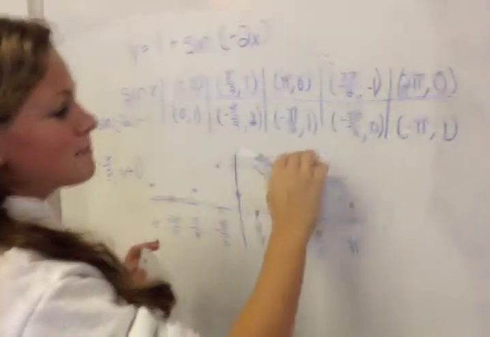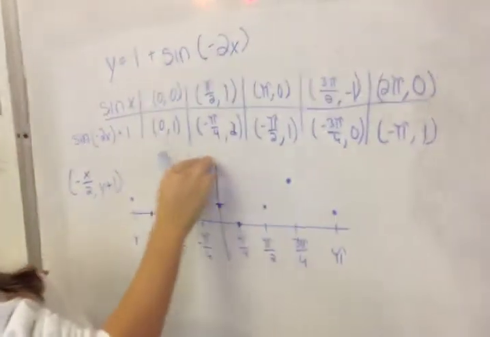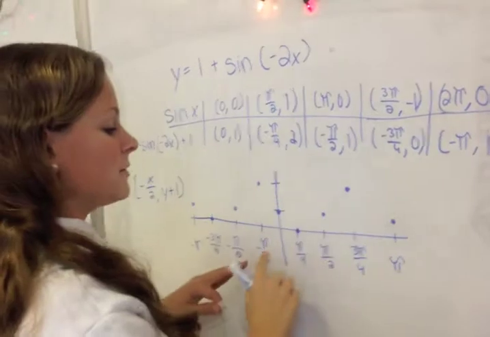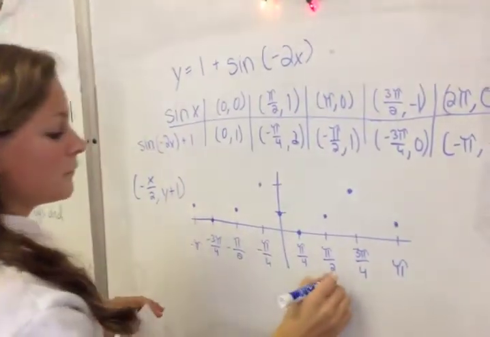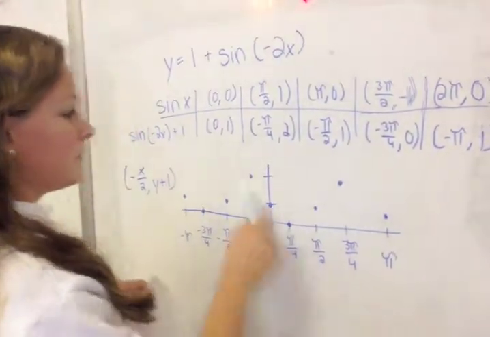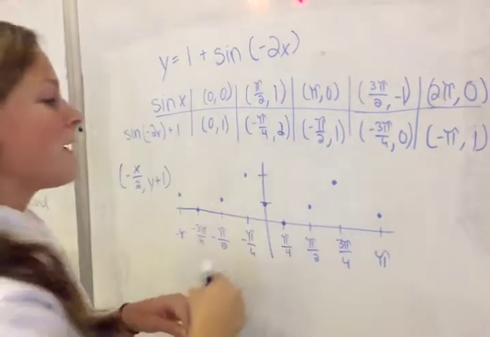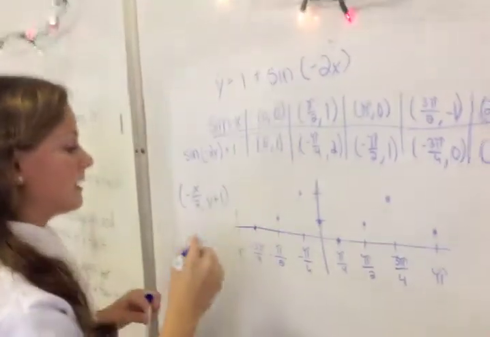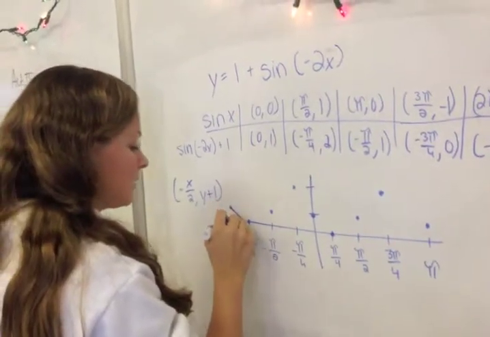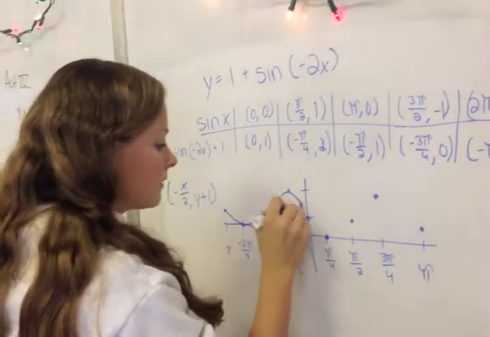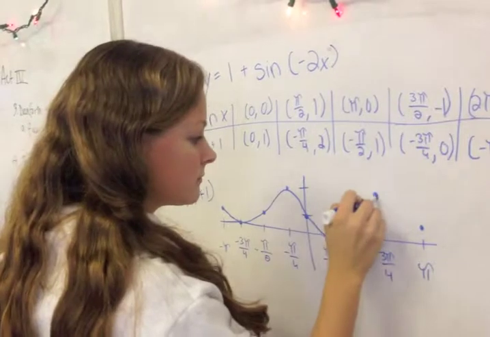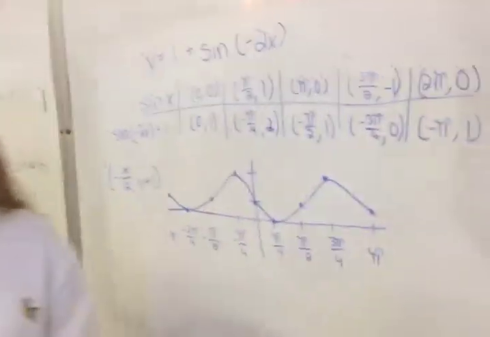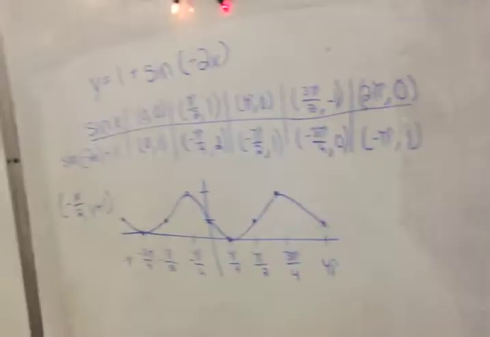If you look here, the smallest space would be by a fourth. So we use the x-coordinate by every fourth, by pi over 4, because that's the smallest. So once you put all these points on the graph, since it's a sine graph, you know that you just connect them like this. This is 2 full periods.